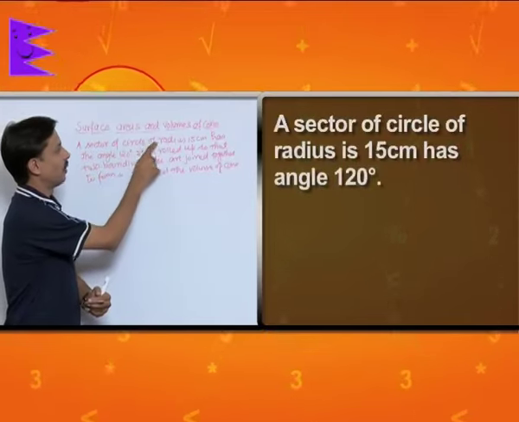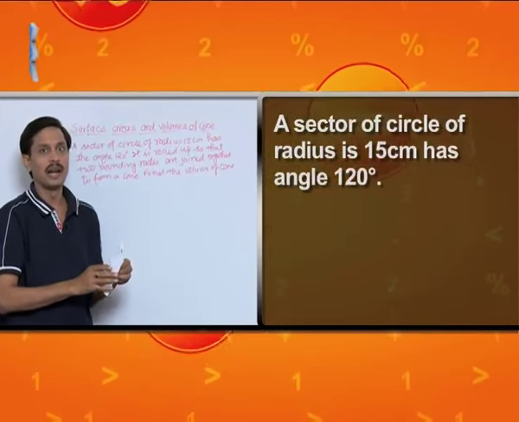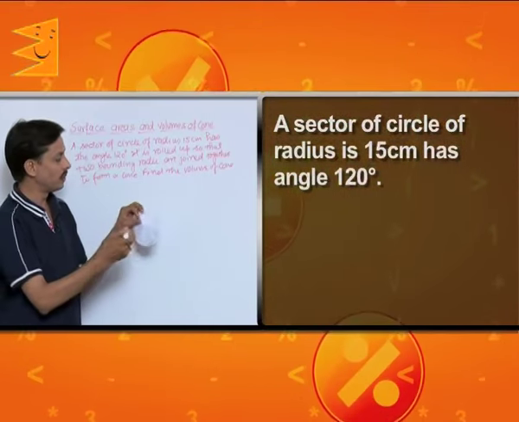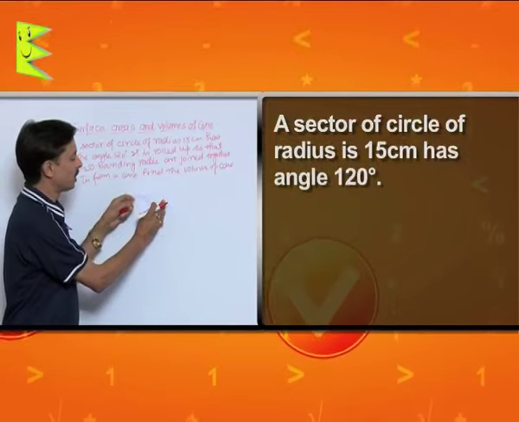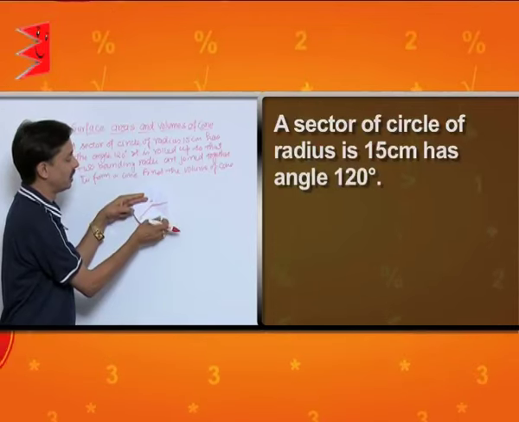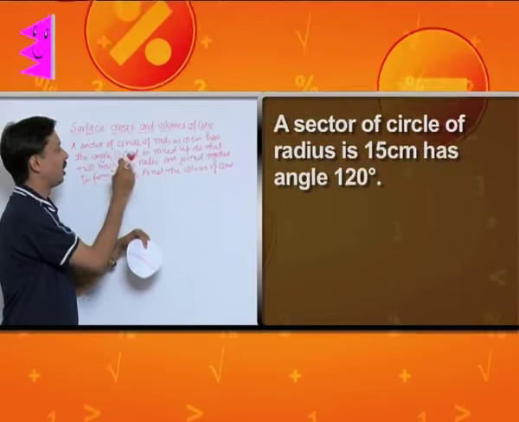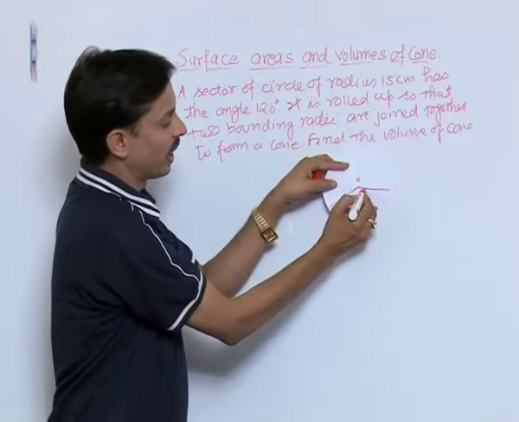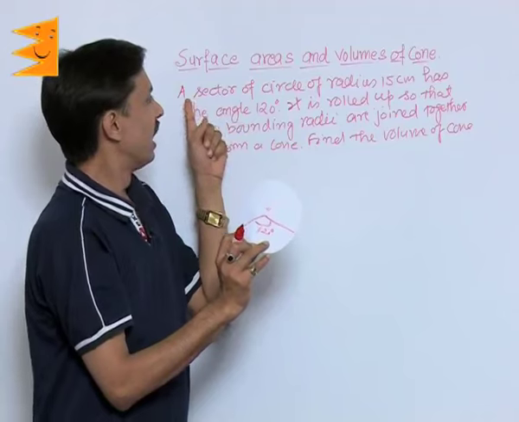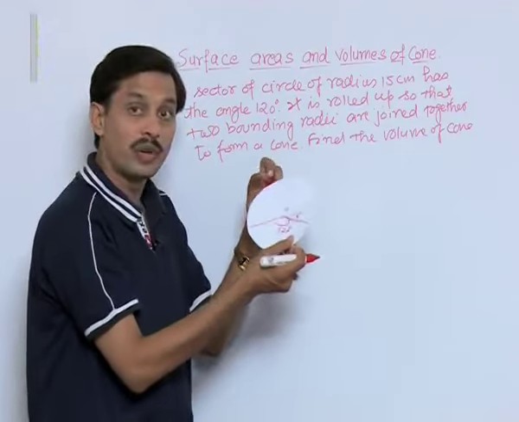A sector of circle of radius 15 centimeter. We have a circle. As I can show you, let us suppose this piece of paper is the circle and the radius of this circle is how much? Suppose the radius from center to here is how much? 15 centimeter. Thus, a sector of circle of radius 15 centimeter has an angle of 120 degree. Let us assume the sector I have marked has an angle of 120 degree. The radius of the sector is 15 centimeter.